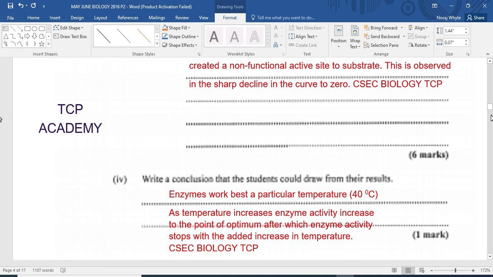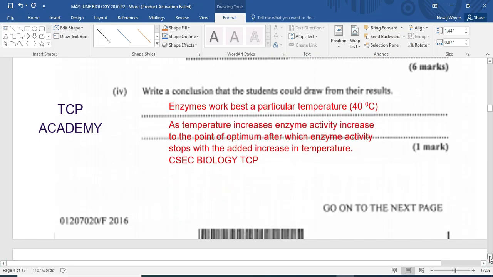So the conclusion that can be drawn is that enzymes work best at a particular temperature, and if we increase temperature on the enzyme, as it were here, the activity will increase, but it will get to a point that it will eventually stop as the enzymes are denatured. So pay attention to your conclusion there.